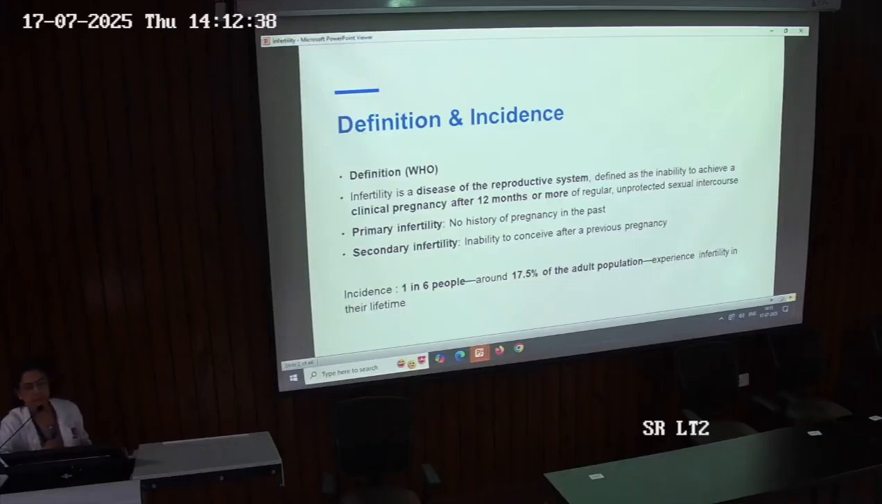So in 2023, WHO gave the incidence of infertility as 1 in 6 couples in the reproductive age group. Previously it was 1 in 8, now the incidence is 1 in 6 couples. So roughly 20% of married reproductive age group couples are facing the problem of infertility.